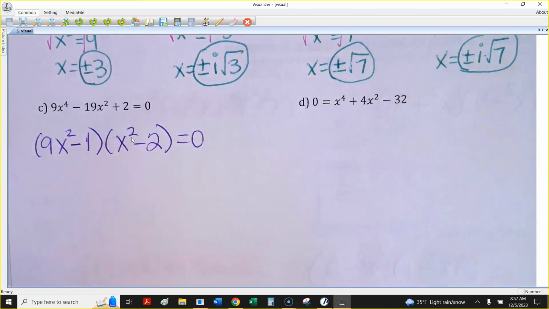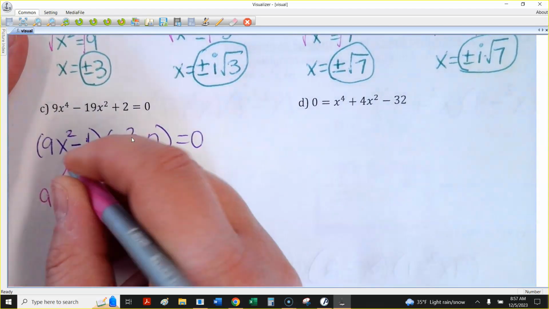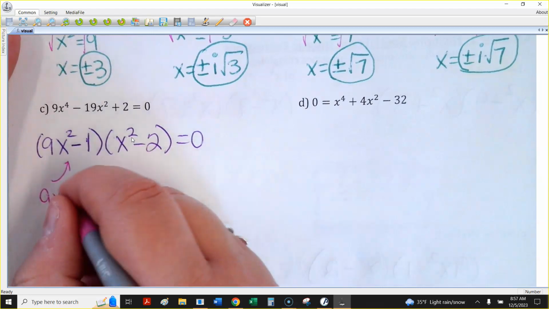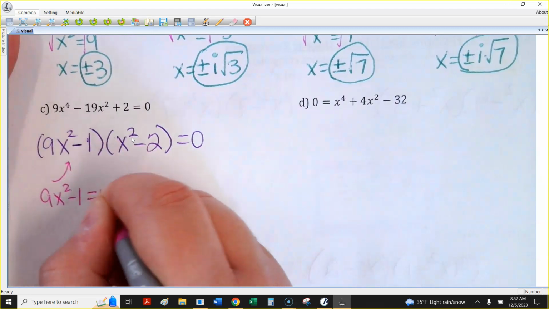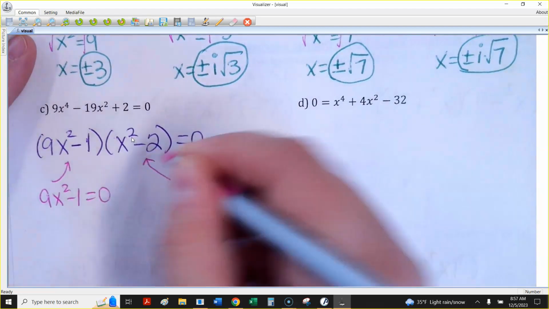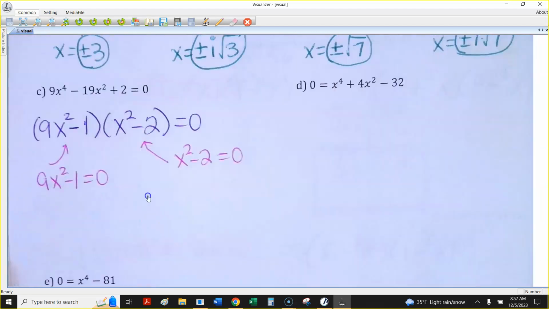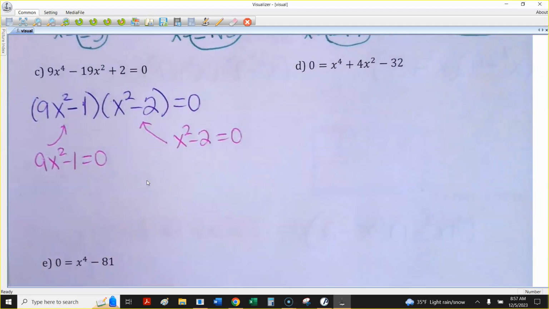Now, this one's an extra step because I got a number in front of the x squared. But if 9x squared minus 1 was 0, we would have 2 answers from that. Or if x squared minus 2 was 0, we'll have 2 answers from that. So 2 things multiplied together to give me 0. If one of them's 0, it's going to wipe out the whole thing. If the other one's 0, it's going to wipe out the whole thing.